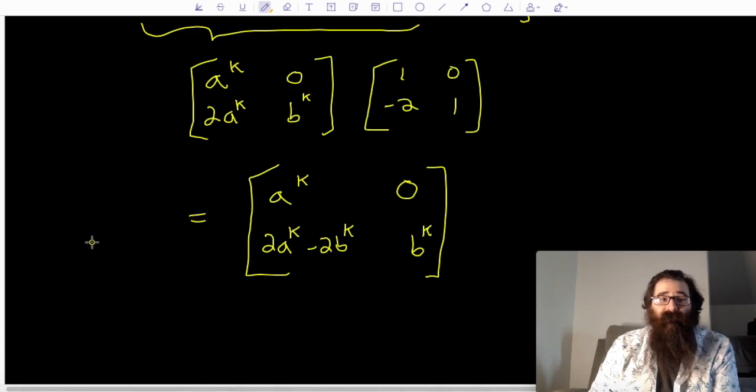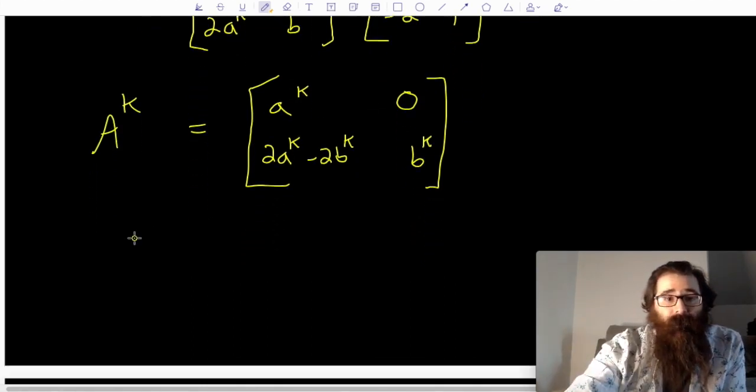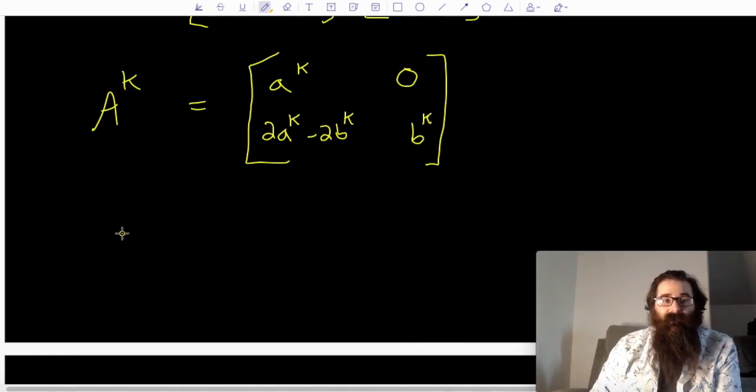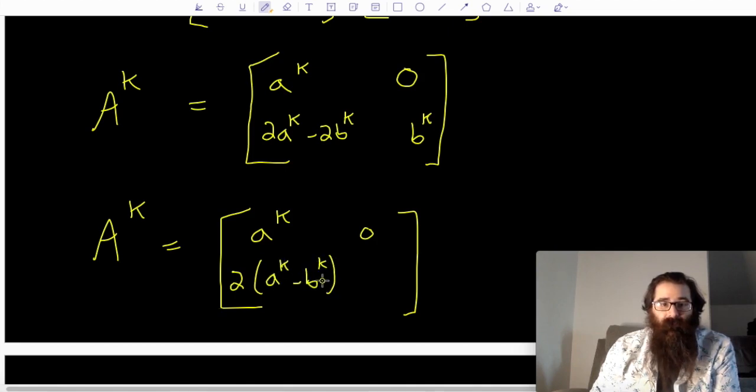If I want to leave this as my representation for A to the K, that's fine. But there's maybe a nicer way that I could even try to write this depending on what you want it to look like. But I'm going to say A to the K and 0 look good. But this entry right here, we could factor a 2 out, right? I could say that's 2 times in parentheses A to the K minus B to the K. That I think looks nice, right? And then that last entry is still just B to the K.